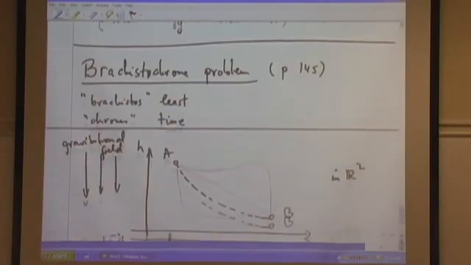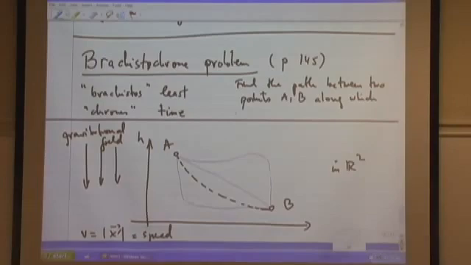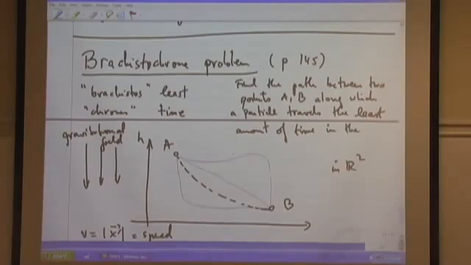So I guess I didn't say what the optimization problem is. Find the path between 2 points A and B along which a particle travels the least amount of time in the gravitational field, with no friction.